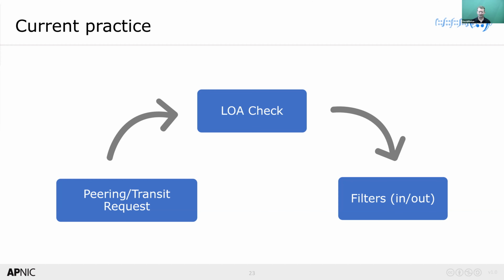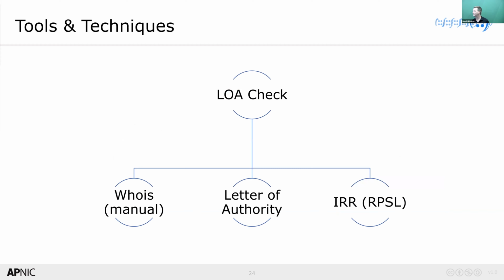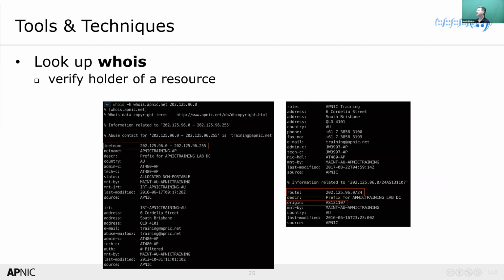So how do we do our LOA checks? We've got a couple of options. We can do a whois, so you manually go and look up and find out what resources this ASN has assigned to it. You could also ask for a letter of authority, or you can use RPSL. So we do a whois, we're just verifying the holder of the resources.